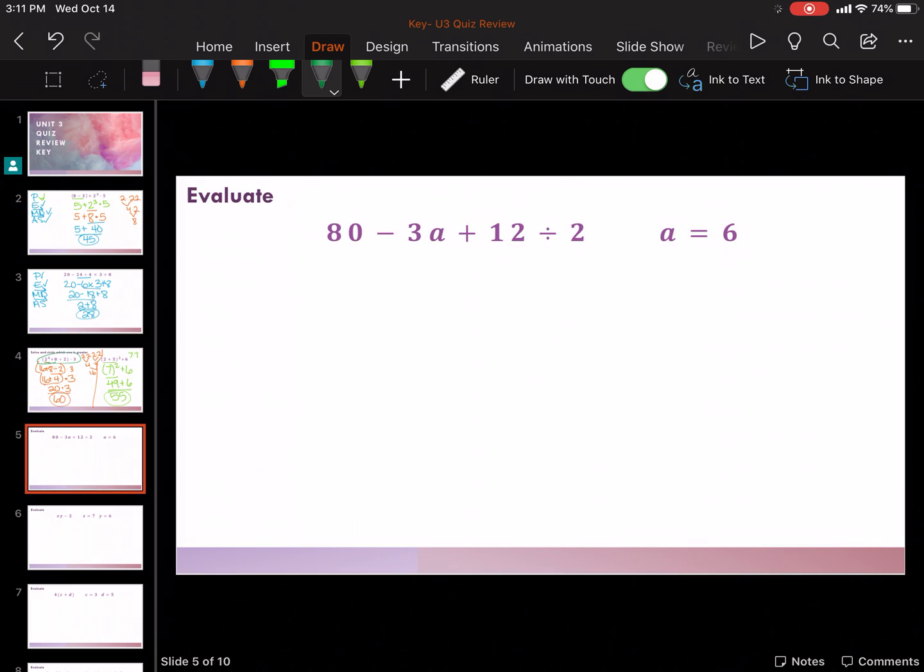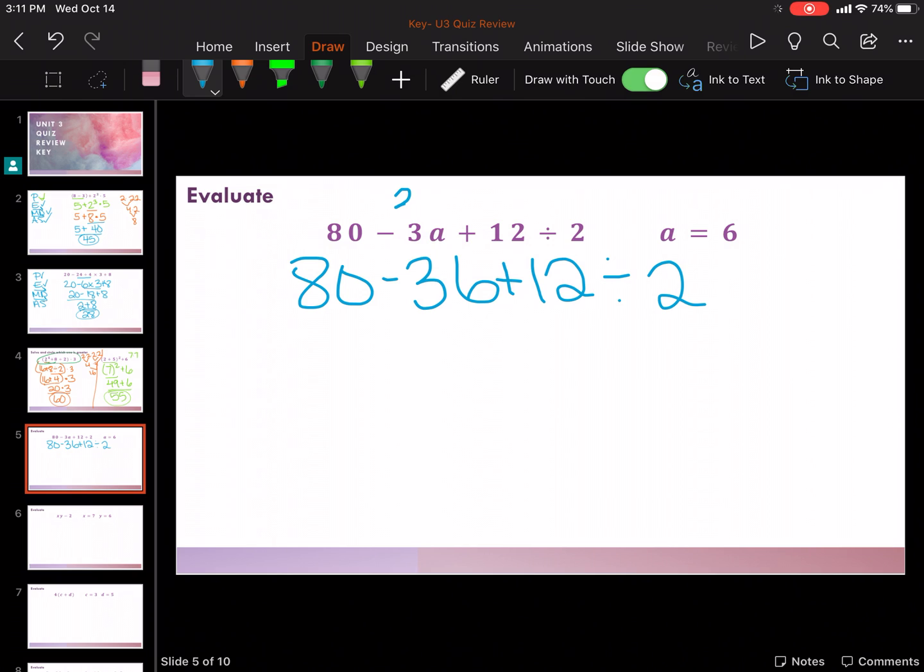Okay, so this one is substituting. We're going to substitute the A in. So we're going to rewrite it. Do you see what I did wrong? I hope you do. It is 3 times 6. When the 3 and the A are next to each other, that means multiply. The coefficient multiplies the variable. 3 times 6 is 18. Bring everything down.